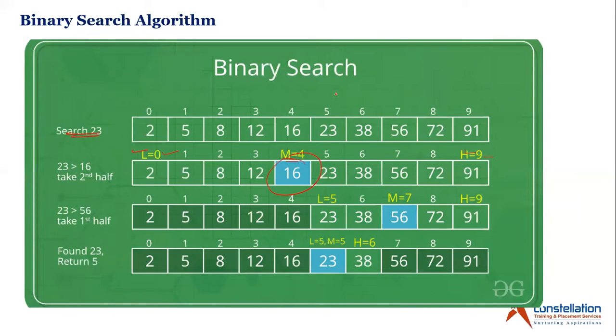So what you do is that you change the position of low, and you make low equal to middle plus 1. So what happens is that you can see L is equal to 5. From L equal to 0, it became L equal to 5. So now, if you notice, in a single attempt, we have eliminated the left half of this, because we know it cannot exist there.